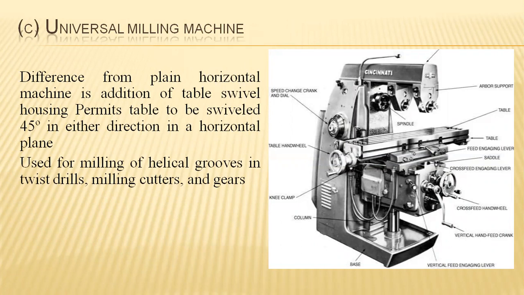Otherwise, this universal milling machine is very much common with respect to the horizontal kind of milling machine. The only difference is the addition of a table which can swivel, about 45 degrees in the horizontal plane. By this, we have an additional benefit in the case of considerations for producing helical grooves in twist drills, milling cutters, and gears.